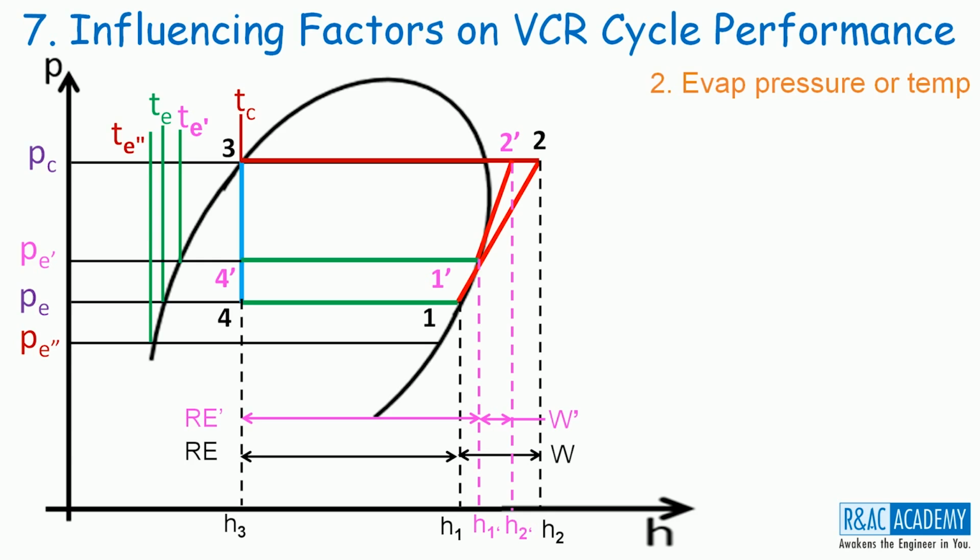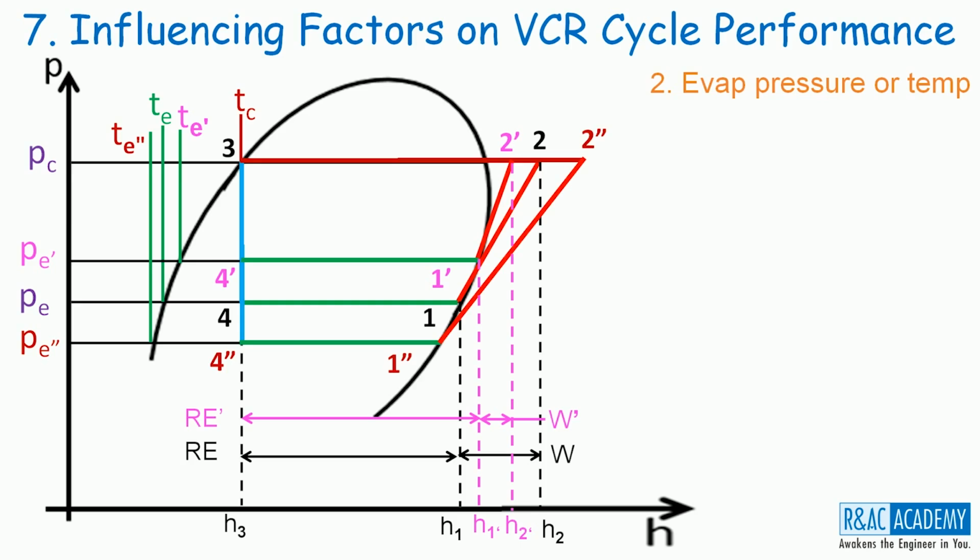This automatically reduces the evaporating temperature from TE to TE double dash. As evaporating pressure is reduced, the pressure ratio increases. Let us now plot the VCR cycle for these operating conditions.